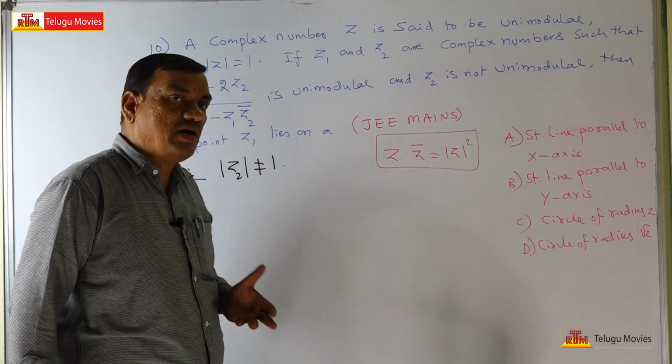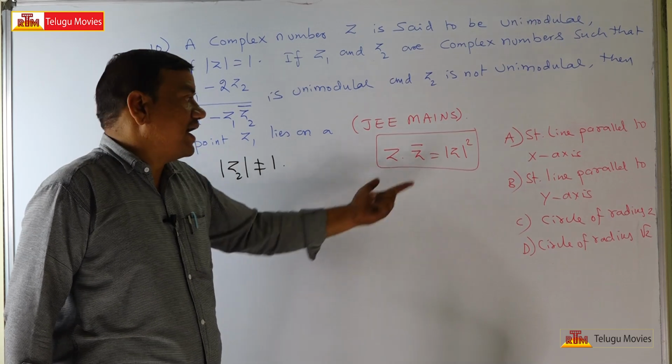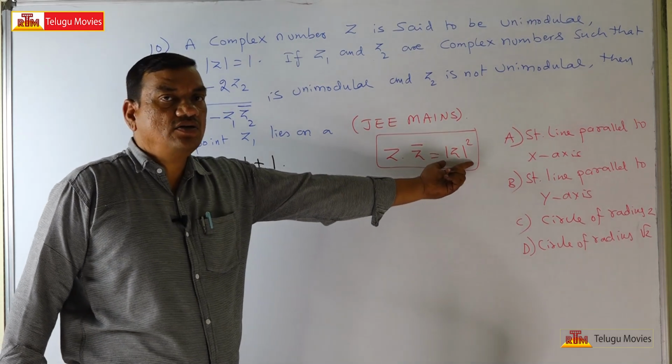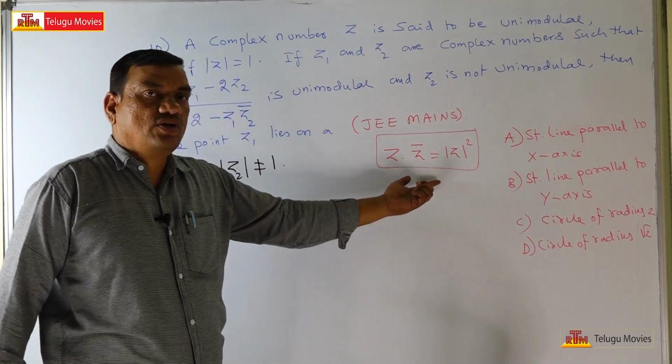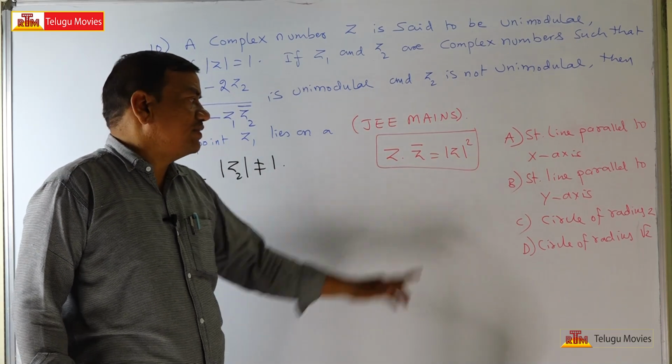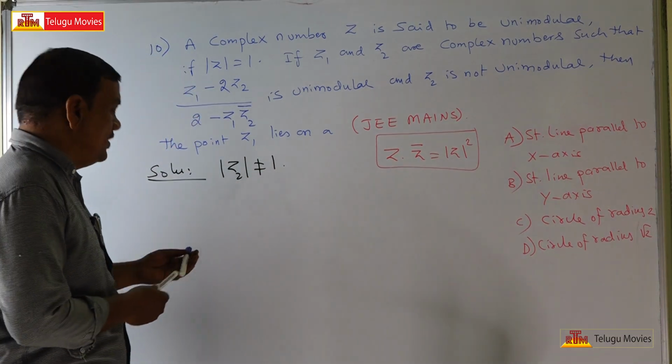Z bar is x minus iy. That means if you multiply, x square plus y square, here you observe, root of x square plus y square, square cancels, so z times z bar is equal to x square plus y square. So that property, if you know that property, the problem is very easy. So now coming to this problem.